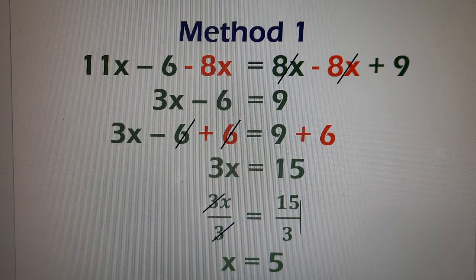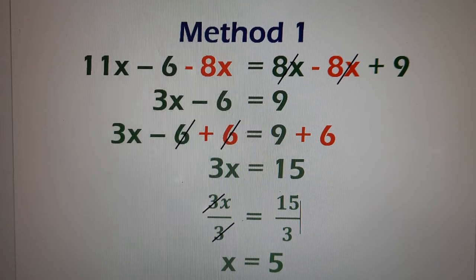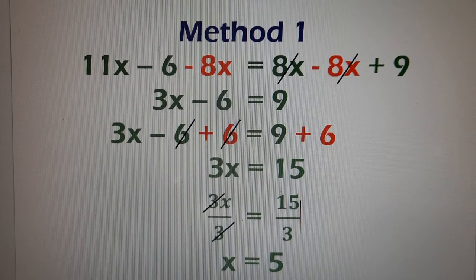Now we solved this simple equation and we got the value of variable x equals 5. So this is a linear equation with variables on both sides of the equation. By using this method, you can solve this type of equations.